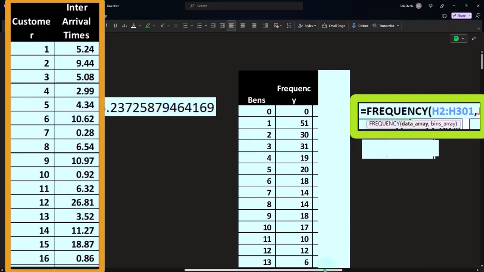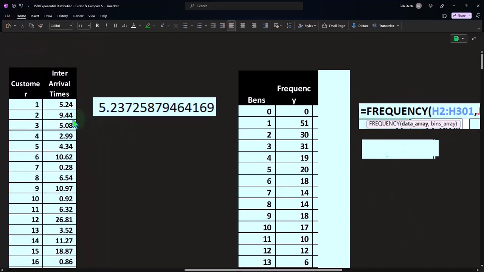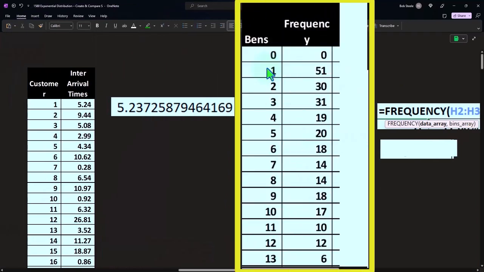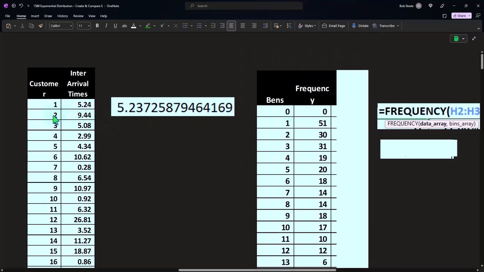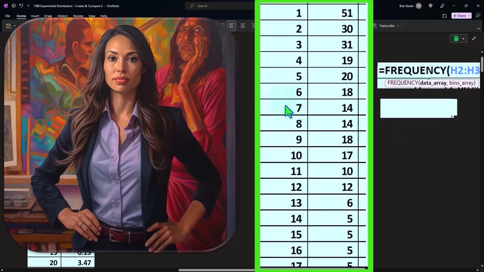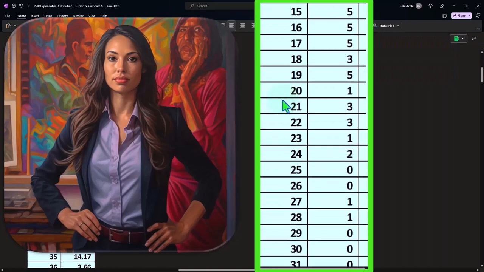So here's our fancy frequency, where we're just going to take the data array over here, and then the bins, which are over here. That's going to be our array function that'll give us the frequency, and then it'll put these items into our buckets. So in this case, we have the number one. So 1 minute, how many times did we have 1 minute? In our data set on this side, 51 times. 2 minutes, or up to and including 2 minutes, we had 30 of those. 3 minutes, 31. 4 minutes, 19. 5 minutes, 20. 6 minutes, 18. 7 minutes, 14. 8 minutes, 14. 9 minutes, 18. 10 minutes, and you can see it starts to go down.